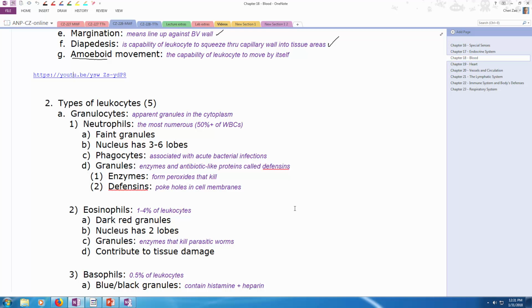Neutrophils, as stated on our YouTube, are at least 50% of your WBC count. So that one said 60%, but we'll stick with 50% plus. So we're right in that category. They have indeed faint granules. They're kind of neutral in their stain uptake. And the nucleus of a neutrophil has 3 to 6 lobes, and so is multi-lobed.